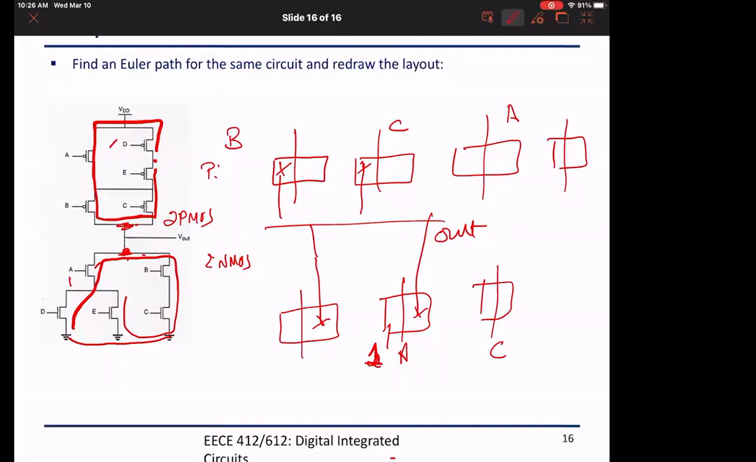Okay, great. So now this concludes the Euler path. Now our plan is as follows. First, we are going to start with basic inverters.